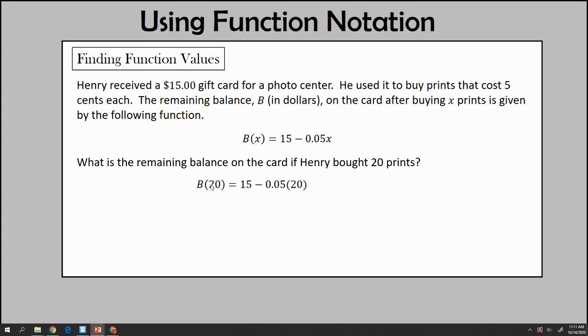Okay. What's the remaining balance if he buys 20 prints? So they're asking us to find B of 20, the balance when you have 20 prints. So it's going to be 15 minus 0.05 times 20. Okay. 0.05 times 20 is 1. 15 minus 1 is 14. So again, what did this represent? It represented how much money he has on the card after he buys these 20 prints.